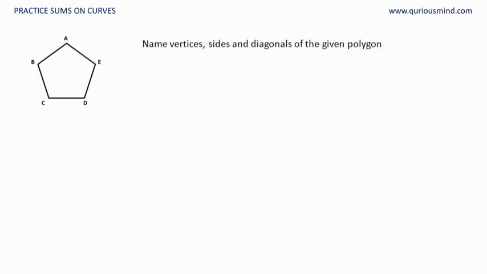Name vertices, sides and diagonals of the given polygon. Now vertices are where the sides of the polygon meet, and sides are the line segments joining two vertices. And diagonals, we'll talk about that later. So first write the vertices. So vertices here are, we have 5 vertices A, B, C, D, E.